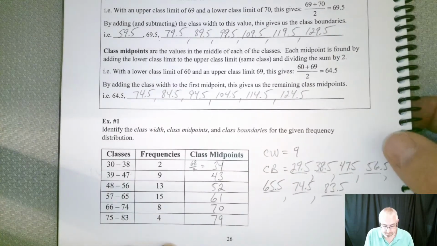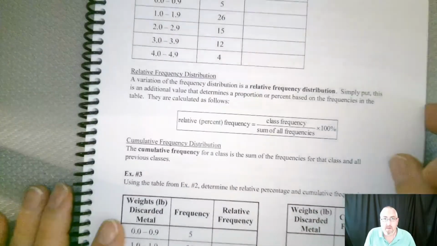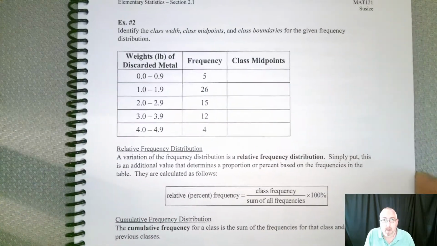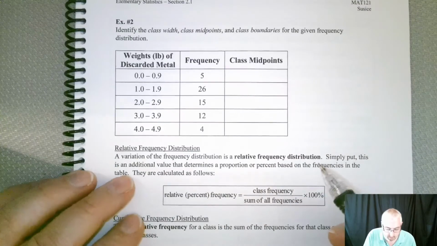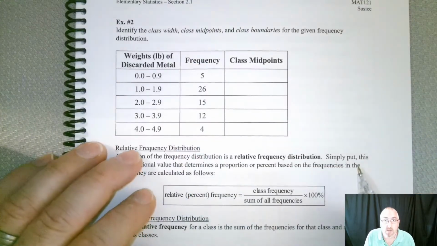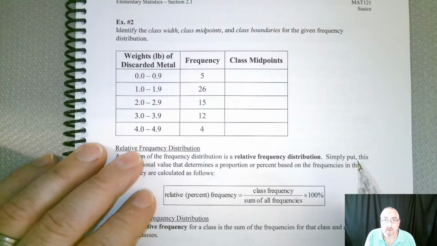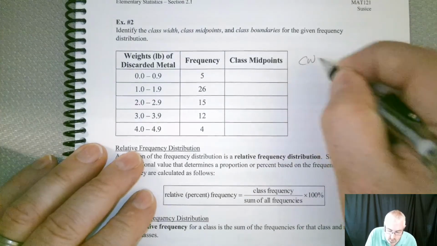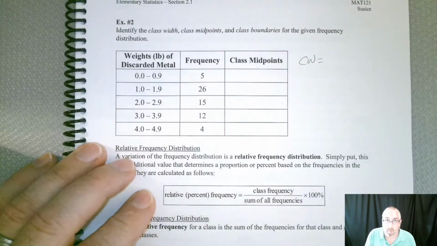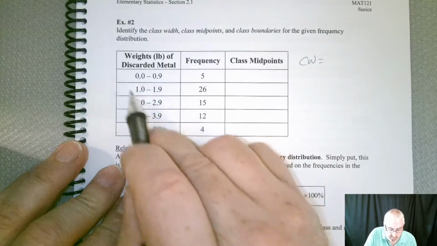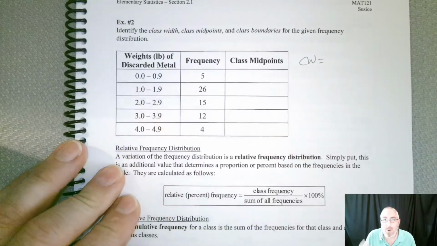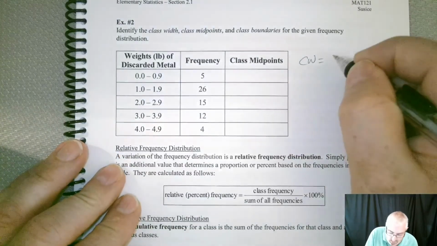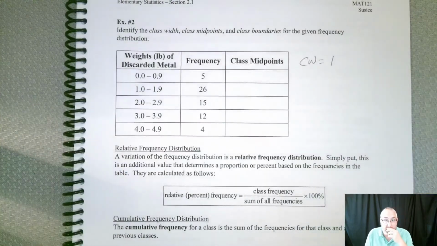So, all right, let's do it again for some new problem. Same stuff. Let's start with the class width. What would be the class width of this frequency distribution? Go vertically. So what's the difference vertically? It's only 1. So 1 is your answer. 1 is the class width.